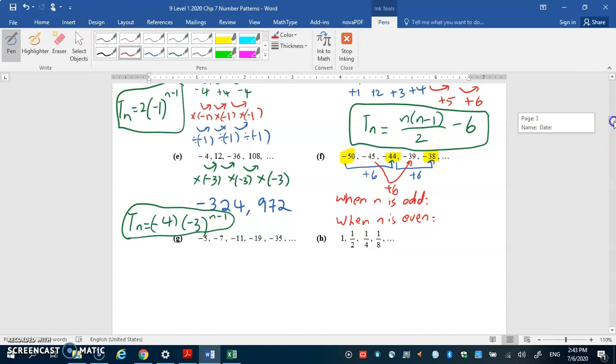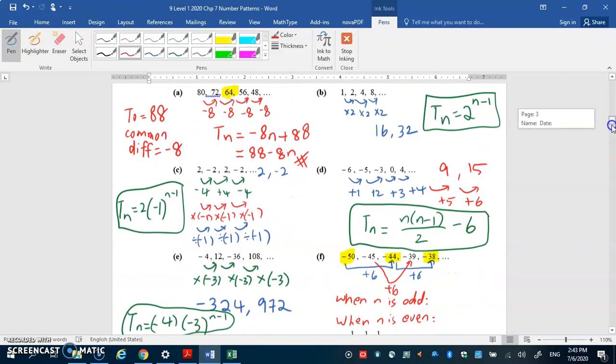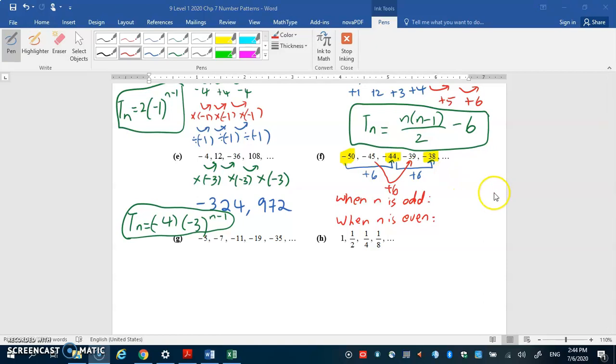What did we just learn? The general term is an plus b, where a is the common difference and b is the zeroth term. So the common difference in this case is 6. When n is odd, that means I'm looking at t1, t3, t5. My general term tn will be 6n plus the zeroth term. So for the zeroth term, I take negative 50 and minus away another 6. My zeroth term will be negative 56. So when n is odd, my general term is 6n minus 56.